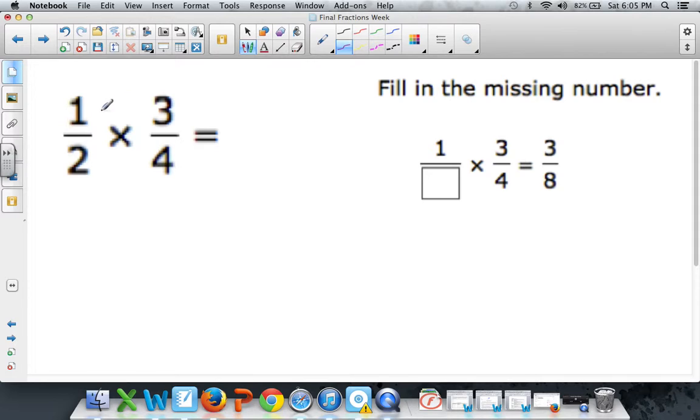Remember, with multiplying fractions, you multiply straight across. 1 times 3 is 3. 2 times 4 is 8. Yeah! Filling in the blank isn't that much harder, because you had to multiply straight across. 1 times 3 is 3. Blank times 4 is 8. The blank should be a 2, because 2 times 4 is 8.